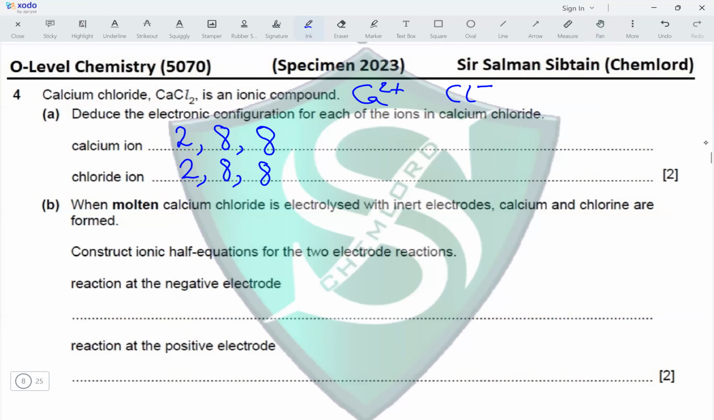So the electronic configuration of calcium ion and chloride ion is the same. Part B. When molten calcium chloride is electrolyzed with inert electrodes, calcium and chlorine are formed. Construct ionic half equations for the two electrode reactions.